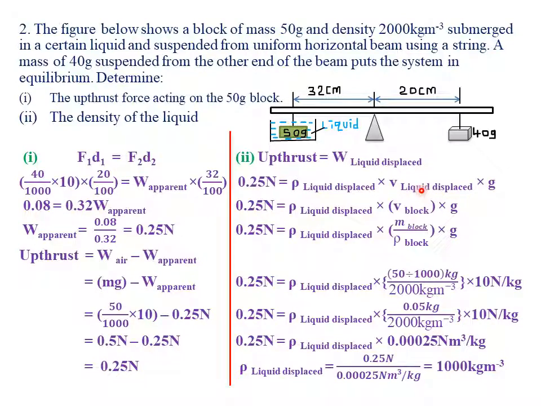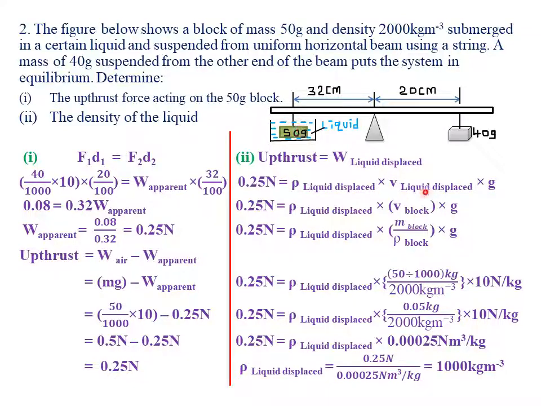But because we don't have the volume of the liquid displaced, we know that because the 50-gram mass was totally immersed in the liquid, it simply means that the volume of the liquid displaced due to immersing the 50-gram mass in the liquid will be equal to the volume of that particular 50-gram mass or the block. Therefore, volume of the liquid displaced is equal to the volume of the block, because the block was totally immersed in the liquid.